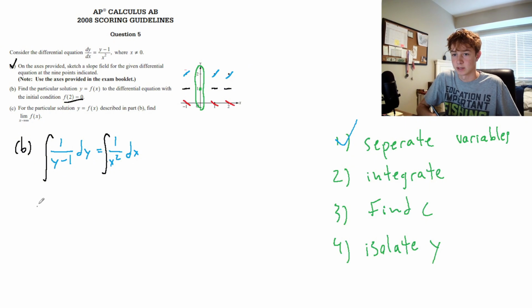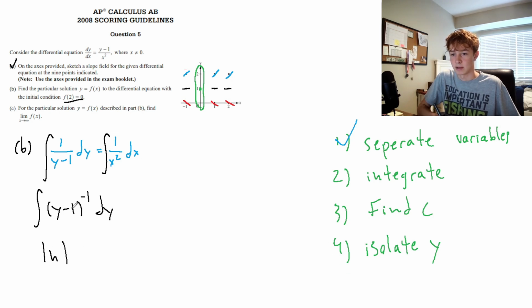So to integrate this, we can first of all change it a little bit by writing it like this, because y minus 1 to the power of negative 1 is the same as 1 over y minus 1. So from there, we know that, for example, x to the power of negative 1 is ln absolute value of x. So y minus 1 to the power of negative 1 is ln of the absolute value of y minus 1. And then that's going to be equal to this.